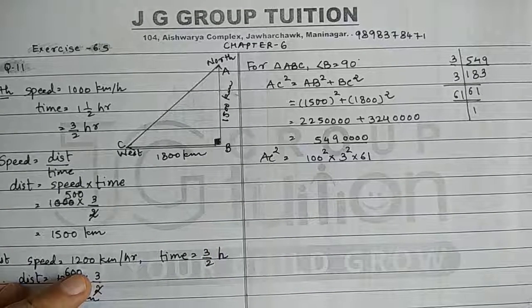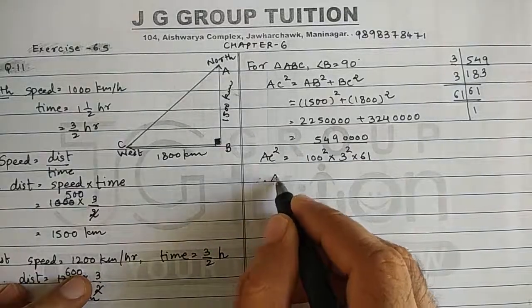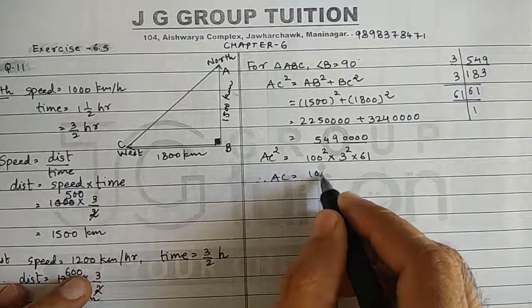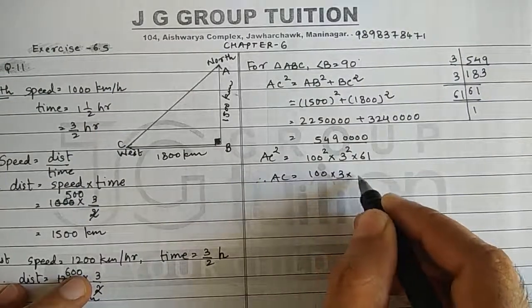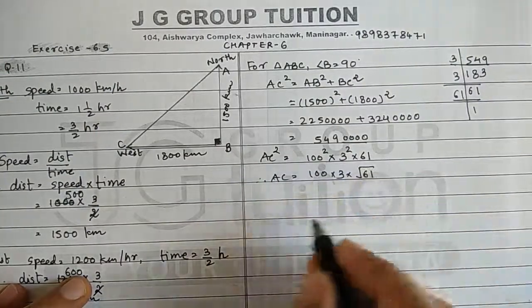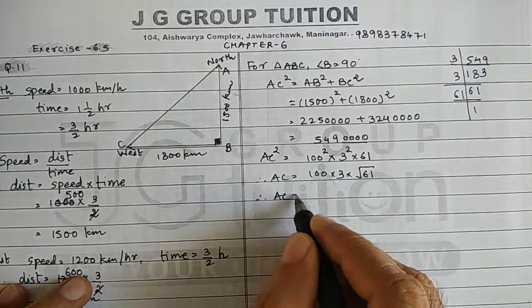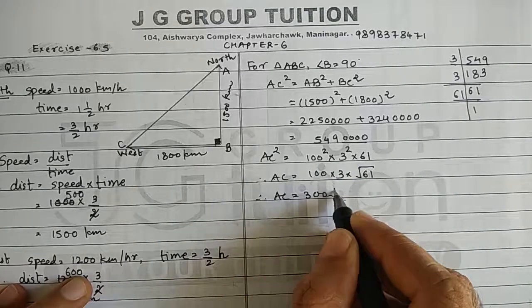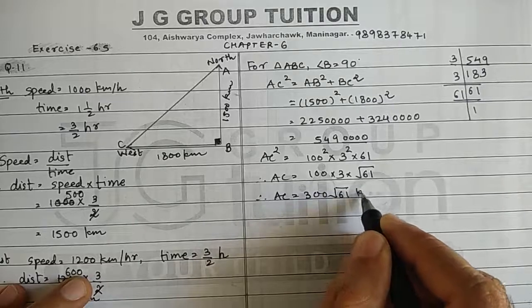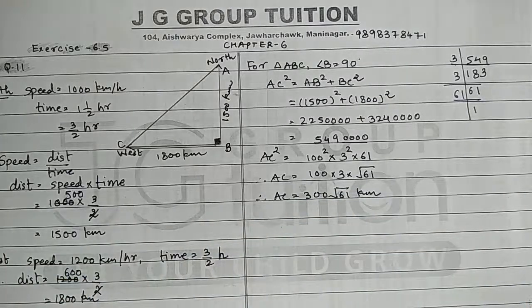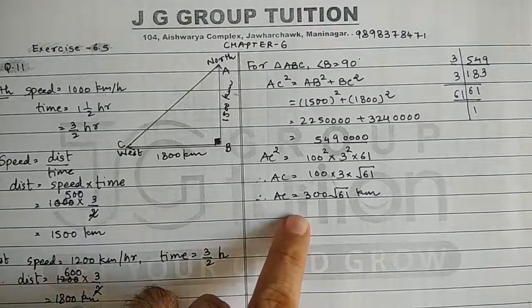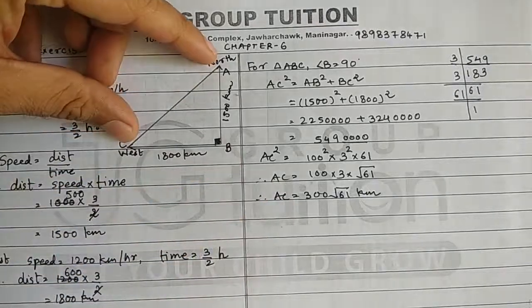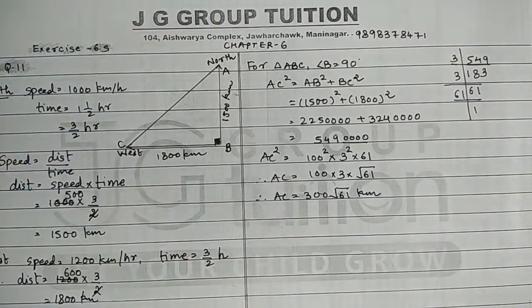This is what we obtain, AC square. So when I take AC, that is 100 into 3, as 61 is not a perfect square, we can say that AC is equal to 300 root 61. We can say that after 1.5 hours, the distance between these two planes A and C is equal to 300 root 61 kilometers.